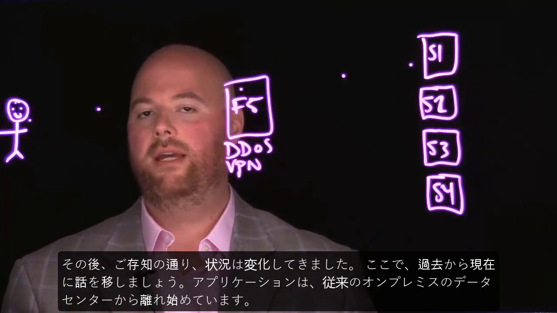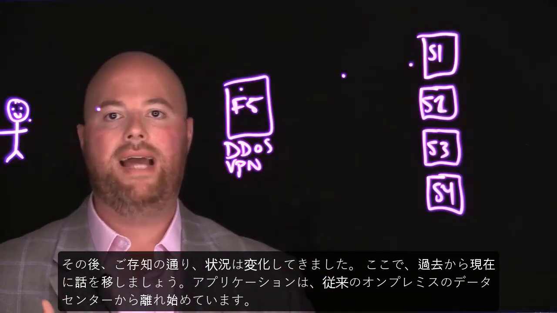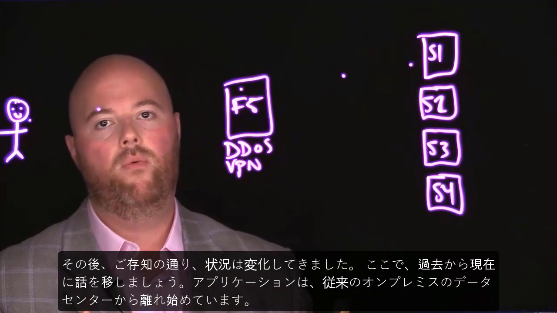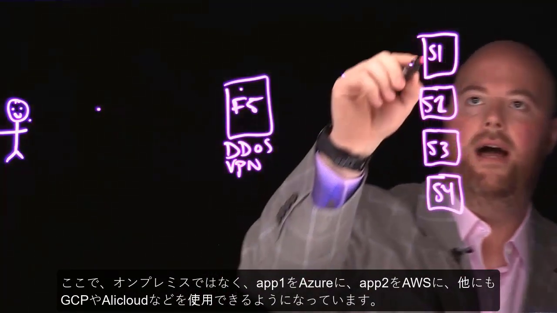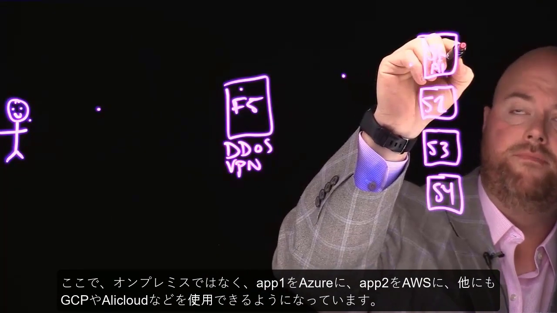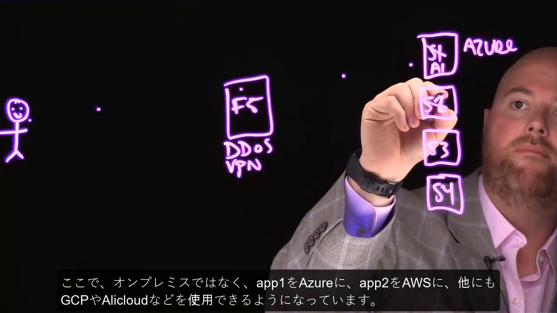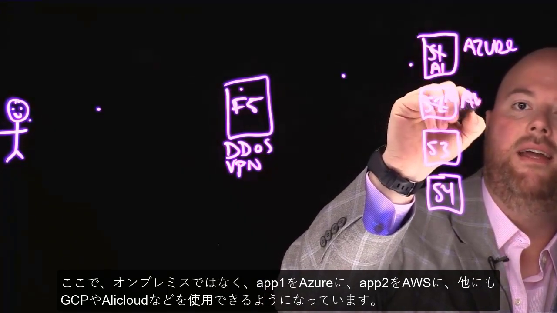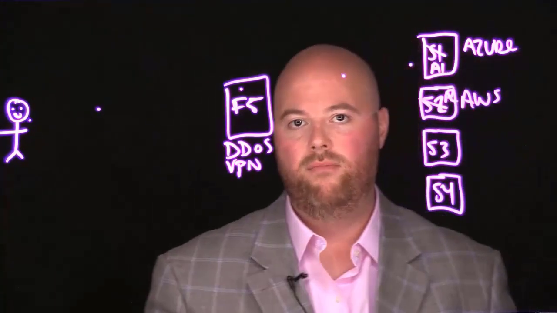Then, as we know, things have changed. So now let's go from the past into the present, which is applications that have started moving away from the traditional on-premises data center. So now we have, rather than on-prem, we can have App 1 in Azure. We can have App 2 in AWS. We can have Google Cloud Platform, Ali, and more.